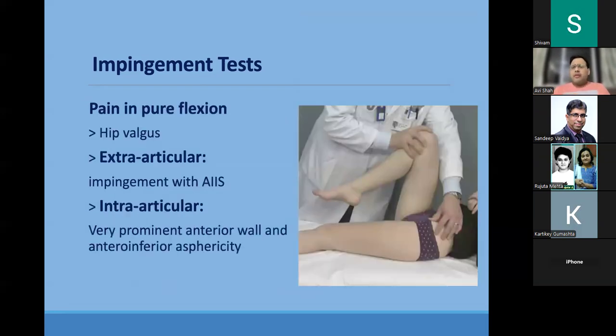Then whenever you get just groin pain in deep flexion, it can be because there could be excessive hip valgus, which brings the lesser trochanter more forward, or if there is a prominence of the anterior inferior iliac spine. So when you go into deep flexion, the anterior inferior iliac spine starts hitting the femoral neck, and that can cause pain. Or if you have increased anterior coverage, that means your anterior wall is more prominent, that can also give you positivity in this test.